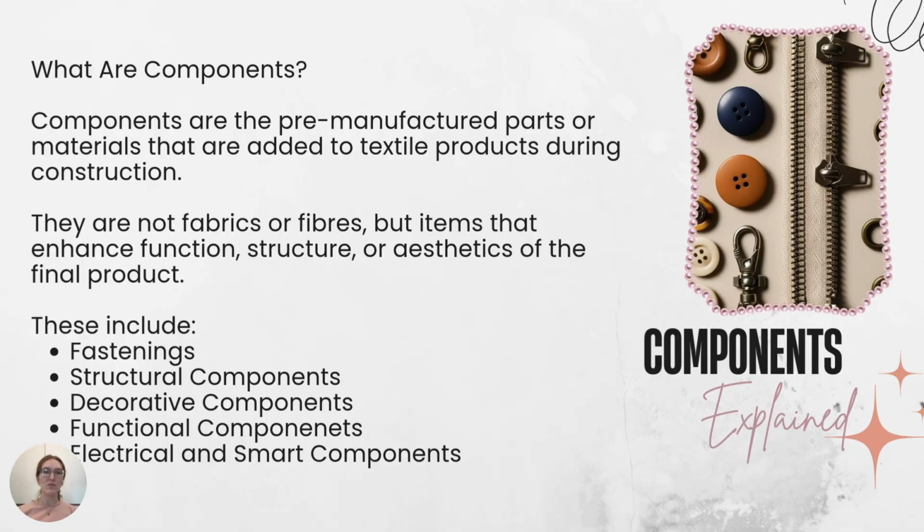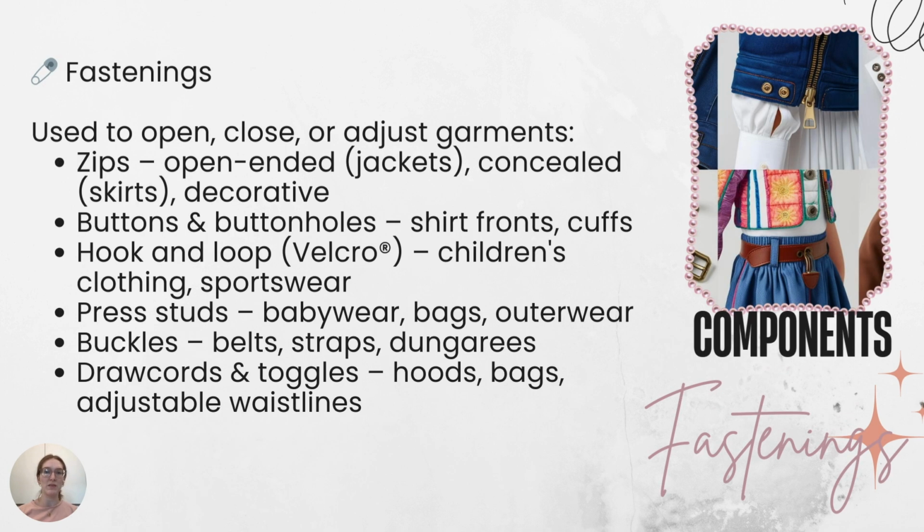So components, just for you to be aware that they are pre-manufactured parts or materials that are added to a garment or a textile product. They're not fabrics or fibers, but they are items that are added to enhance function, structure, aesthetics of a final product. So they include fastenings, structural components, decorative components, functional components, and then electrical and smart components.